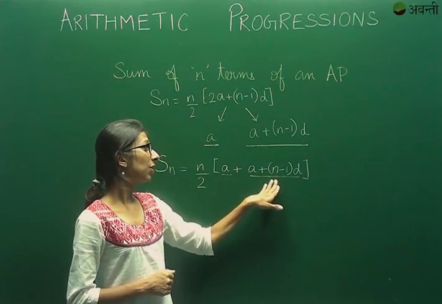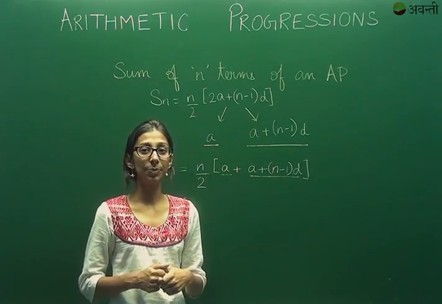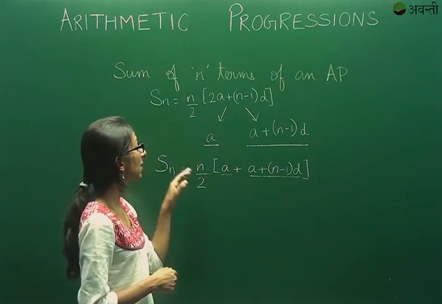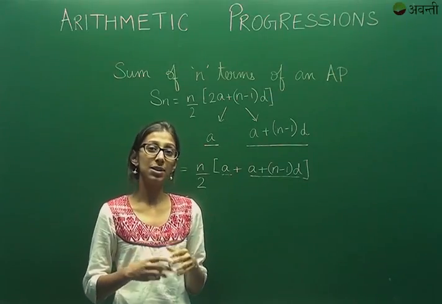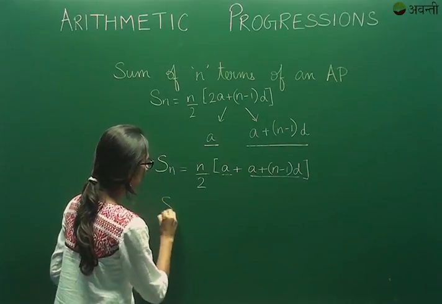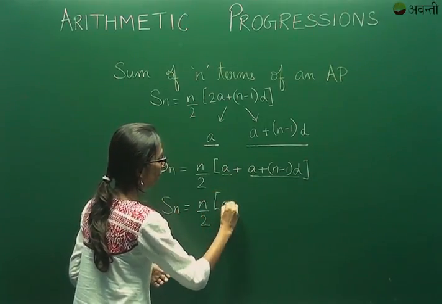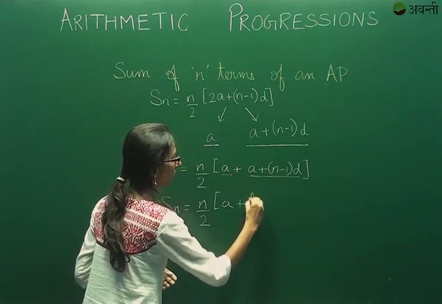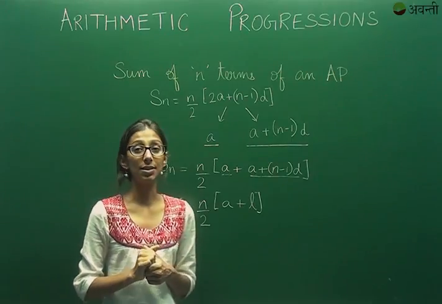The second term over here is simply what? It is the nth term of this AP. Now since we have taken the sum of only n terms over here, this nth term becomes the last term of this series. So I can also write my sum as n by 2 into the first term plus the last term. Instead of this part, I can write the last term.